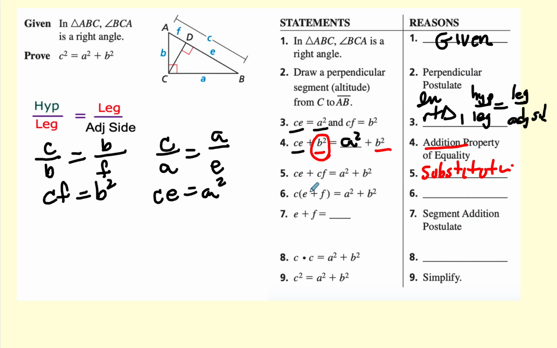And then I am going to factor out a C, so that's factor. And I want to notice what E plus F is equal to. E plus F is equal to the big, which is C, and that's the segment addition postulate. Little plus little equals big. I'm going to take this part right here and substitute it. I'm going to take it out and put C in its place, substitution. And now I know that C times C is C squared. So this is the Pythagorean theorem.